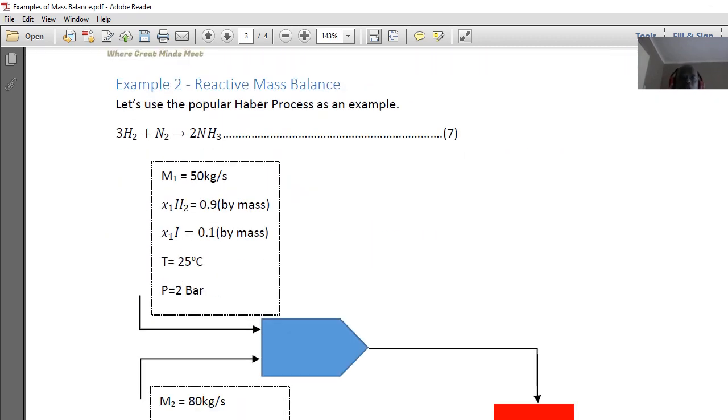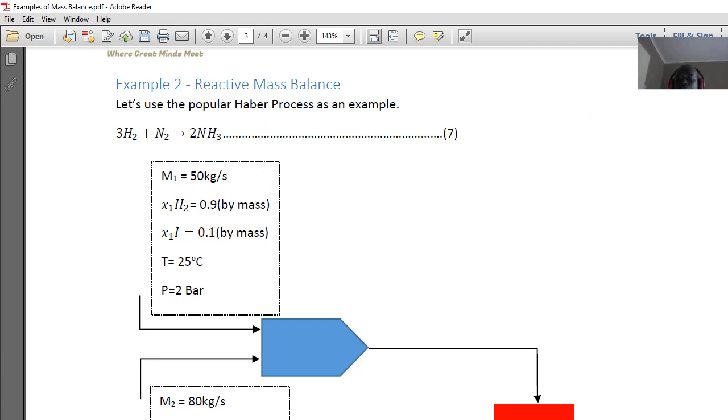Now, reactive mass balance. I chose the popular Haber process, the first thing you hear about in your first year. I think in high school, you know about it. This is a very popular reaction, quite easy to remember. 3 hydrogens plus 1 nitrogen goes to 2 ammonias, right?